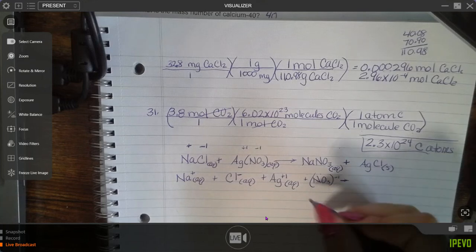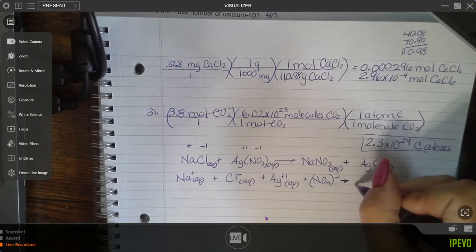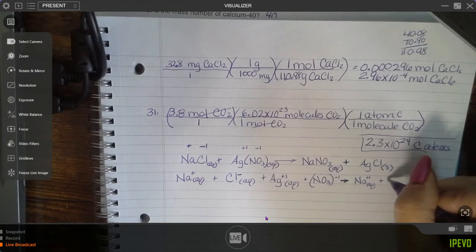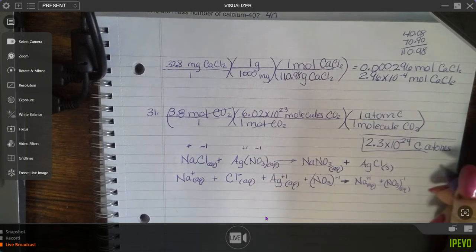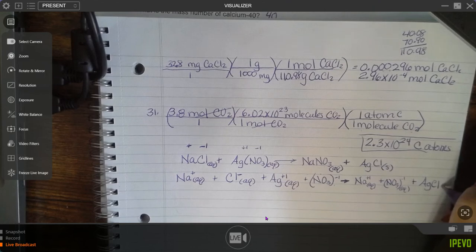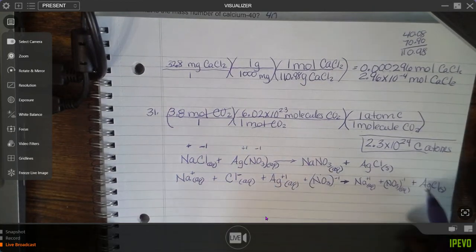So then our products are going to be, I'll try to squeeze it in, sodium +1 plus nitrate -1, both aqueous, and then plus silver chloride. Since that's a precipitate and it's insoluble, on the product side, it sticks together.